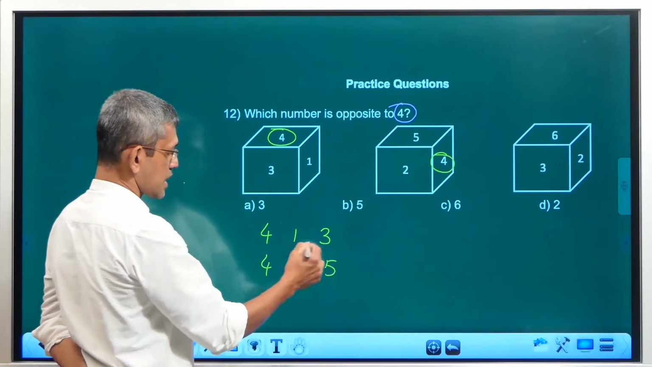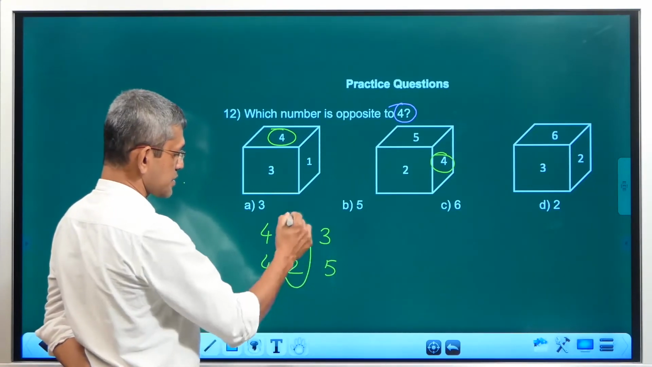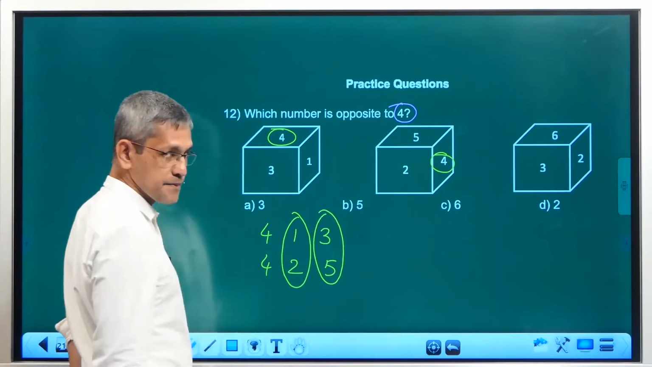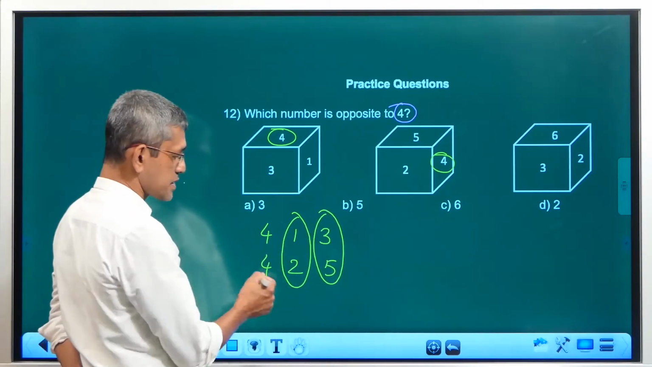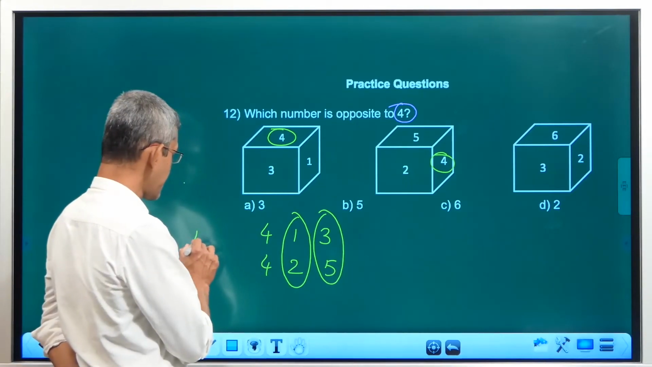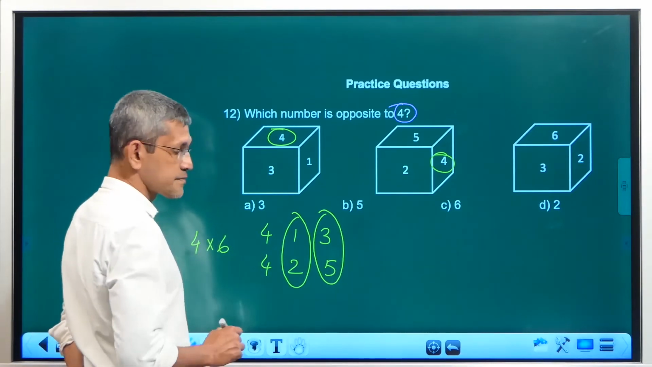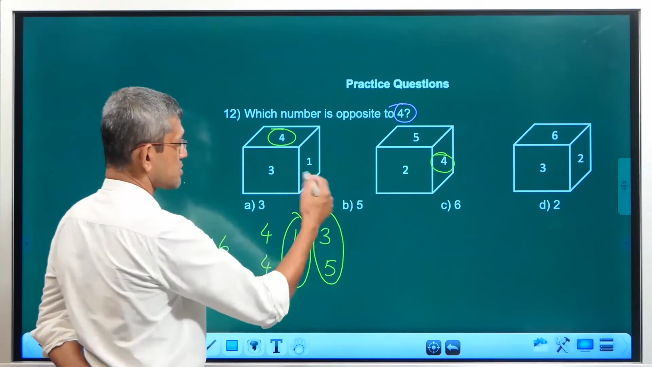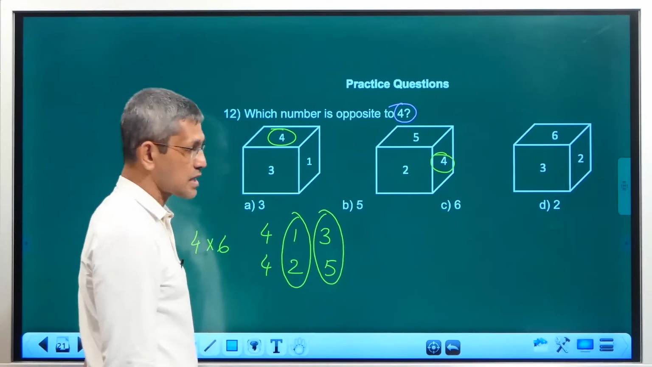So see that 1 and 3: 1 is opposite to 2, 3 is opposite to 5. And the number which doesn't appear over here is 6. So 6 must be opposite to 4. So 4 is opposite to 6. These two images alone are sufficient to get the answer.